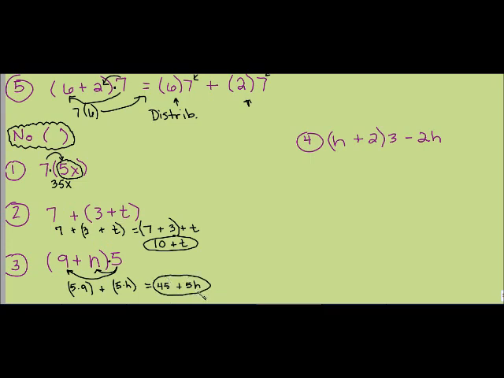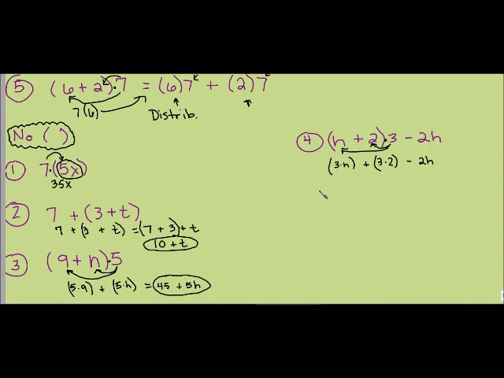Okay, let's go on to number 4. I got a couple different operations. Right off the bat, I should say I have parentheses with a number outside the parentheses and no operation. So that means I'm going to multiply. So let's go ahead and distribute. 3 times h plus 3 times 2 minus 2h. Okay, so I distributed the 3 first, and then I'm subtracting 2h.